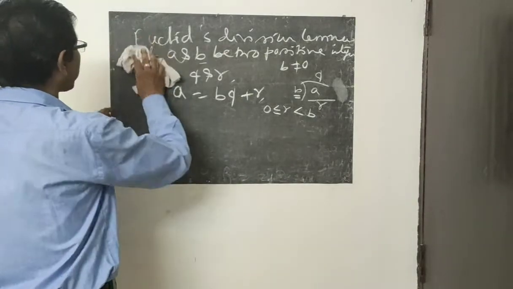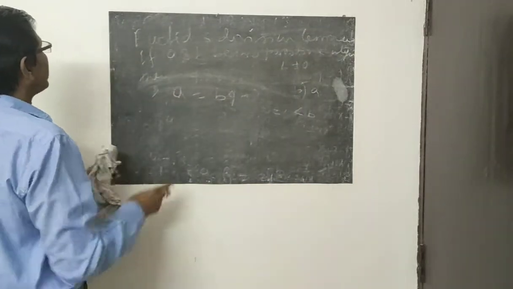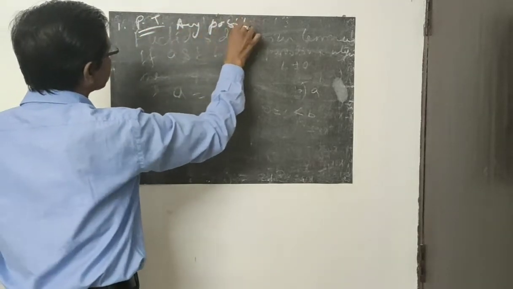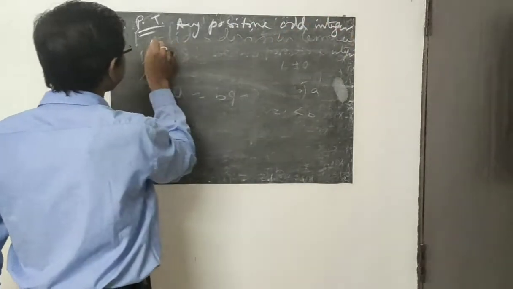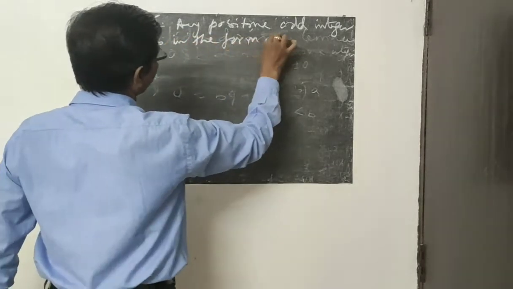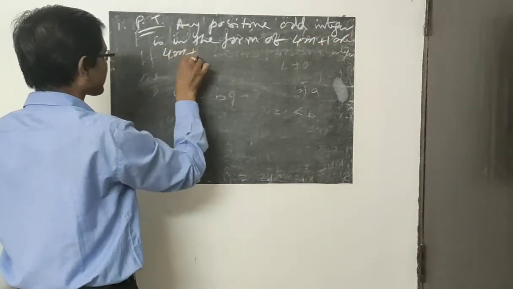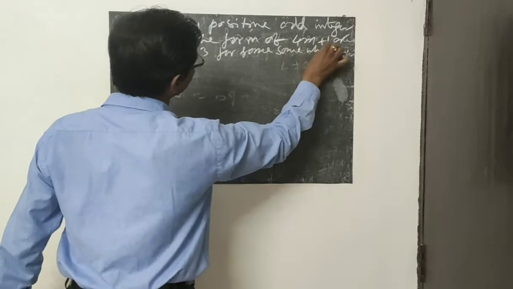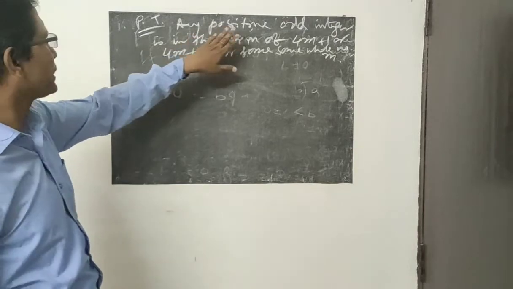Suppose you have a question: prove that any positive odd integer is in the form of 4m plus 1 or 4m plus 3 for some whole number m. So you have to prove it for any odd number.